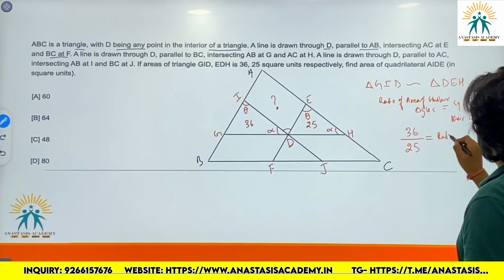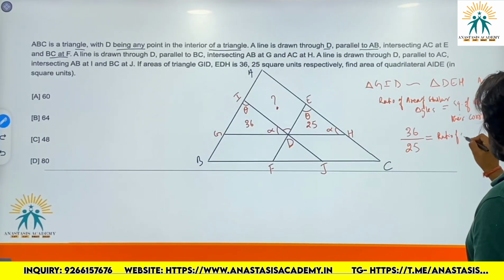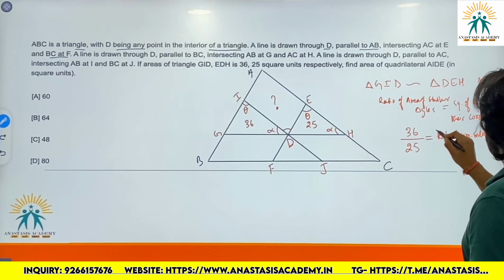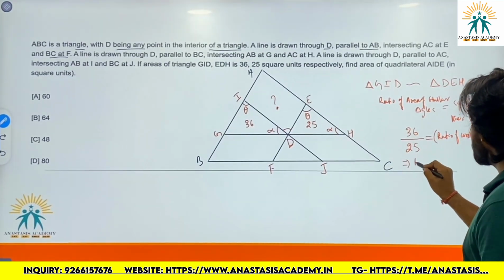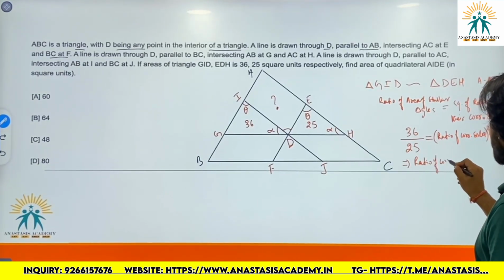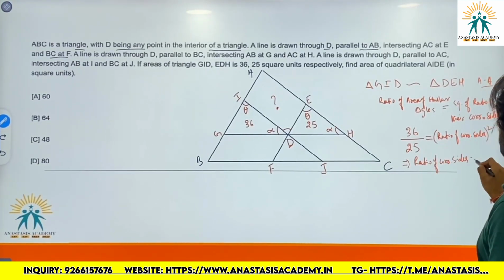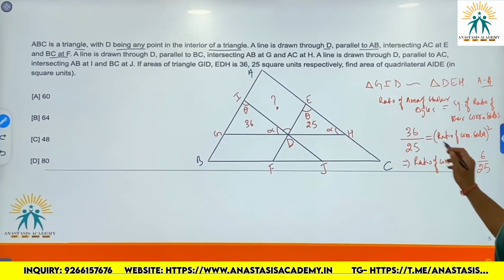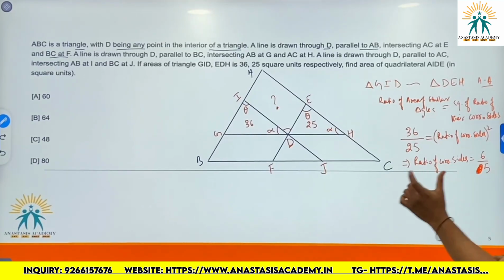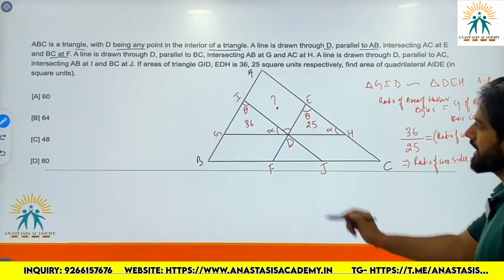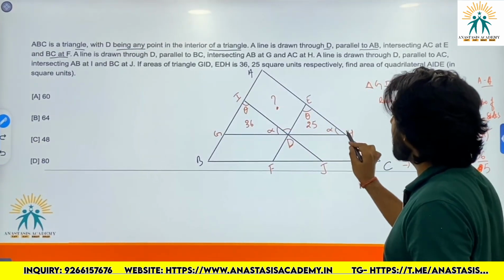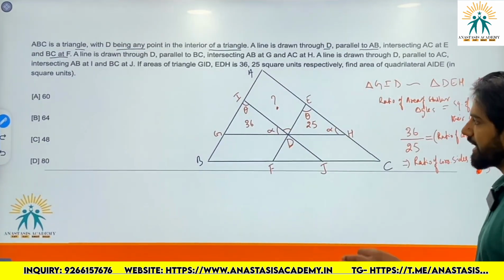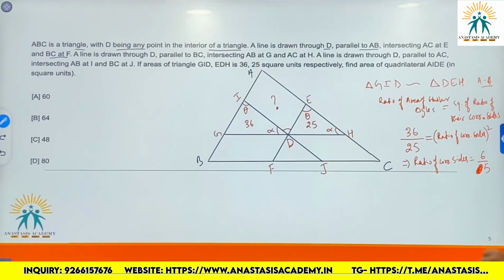So this is the ratio of corresponding sides, and this is the square of the ratio of corresponding sides. So from here I can say the ratio of corresponding sides of these two triangles would be equal to, taking the square root, 6/5. So the corresponding sides in these two triangles are: GI corresponds to ED, GB corresponds to DH, and EH corresponds to ID. The ratio of these corresponding sides would be 6:5.